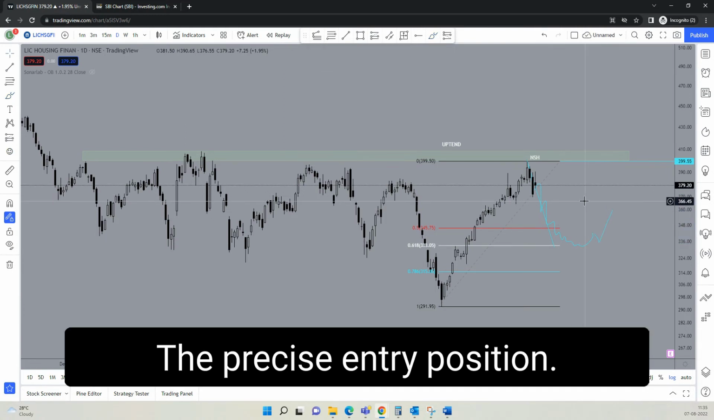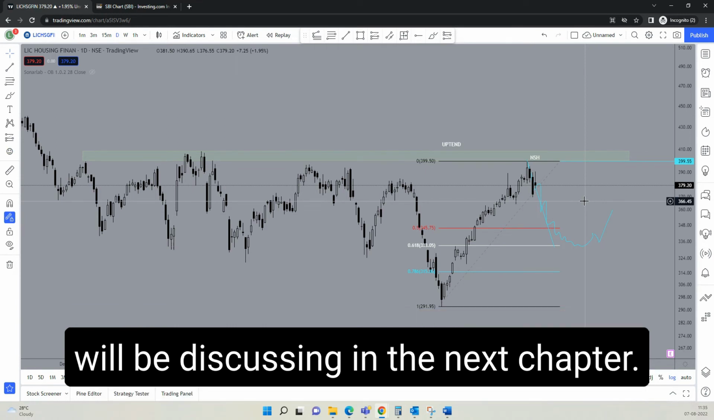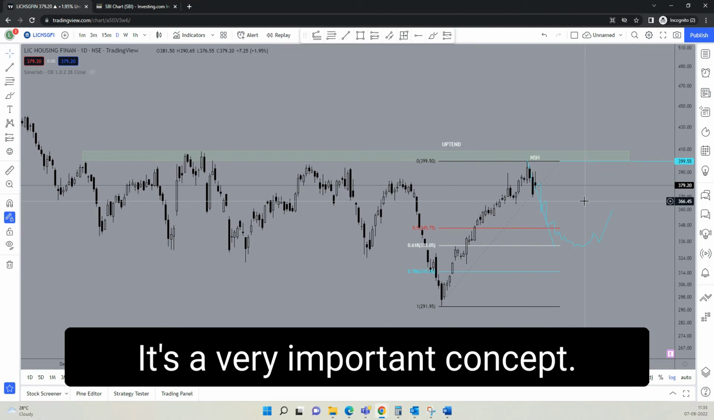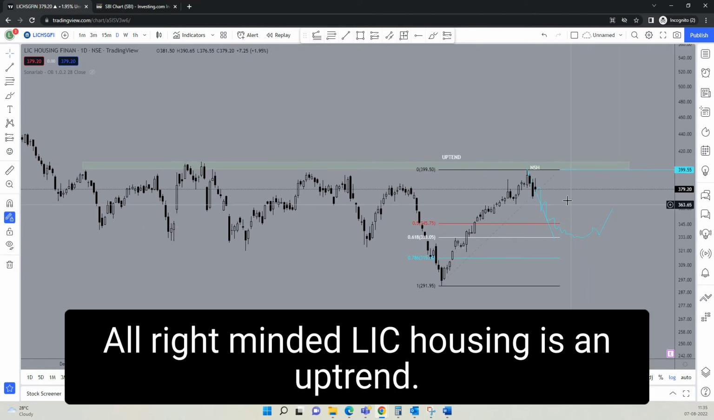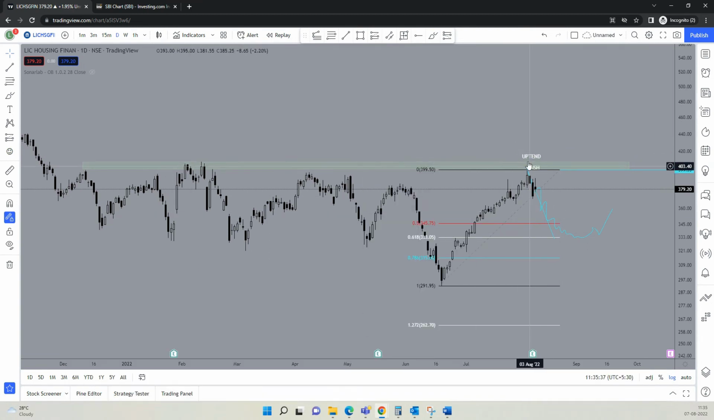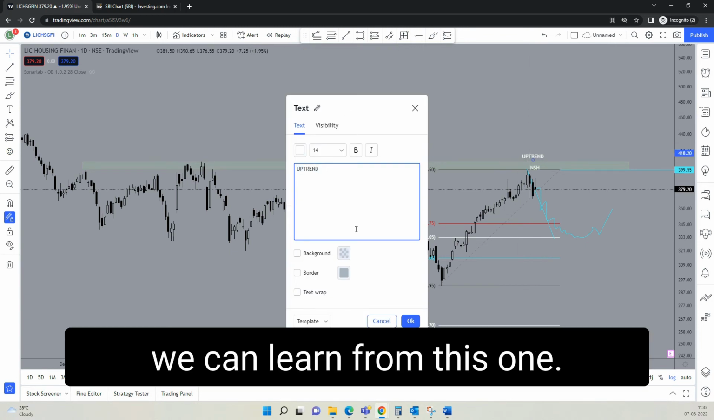The precise entry position. Precise entry position is a concept which I will be discussing in the next chapter. It's a very important concept, so I will be discussing in that one. All right. So, mind it, LIC housing is in uptrend. It's not a recommendation, but yeah, we can learn from this one.